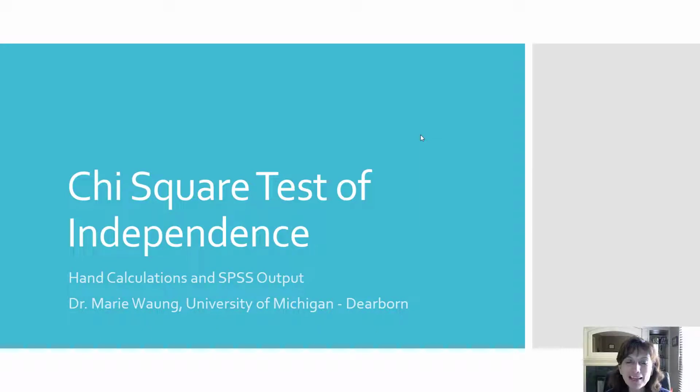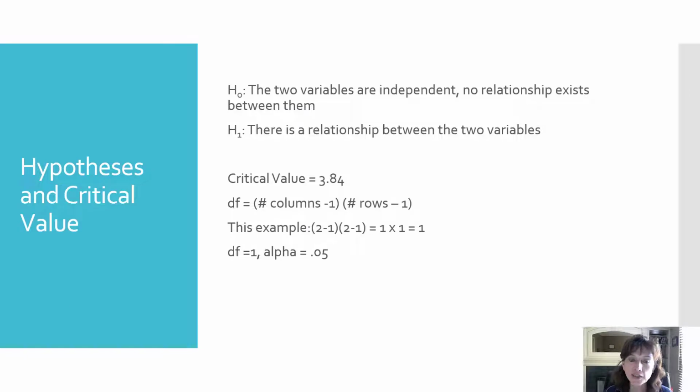Marie Wong. In this short video, I'm going to show you how to do hand calculations for a chi-squared test of independence, and I'm also going to show you what the SPSS output would look like for that same data that we used for the hand calculations. So to get started, we need to first talk about our hypotheses.